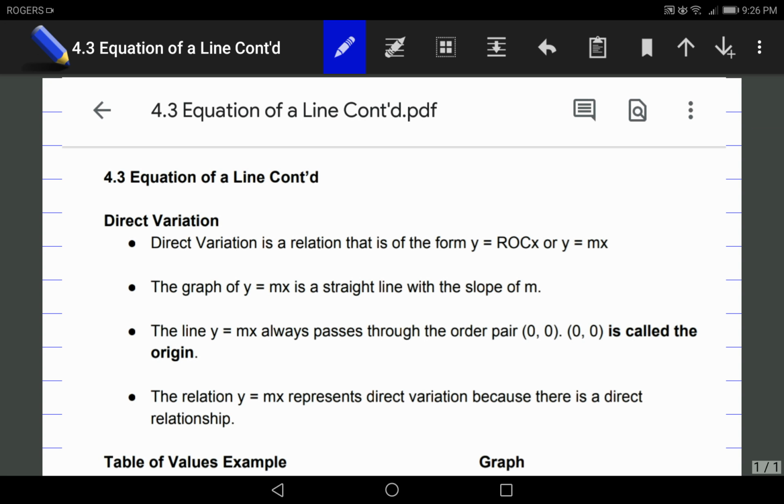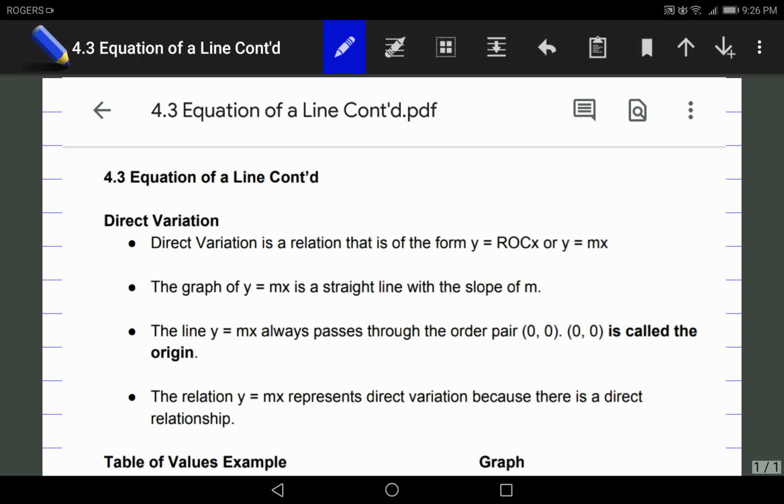All right, so in the first part of the lesson, we discussed the equation of a line, and that has led us into part two of the lesson, defining what a partial and direct variation are, and outlining the differences between the two. They both obviously have to do with the equation of a line. They both obviously have to do with linear relationships, since they're a part of section 4.3.